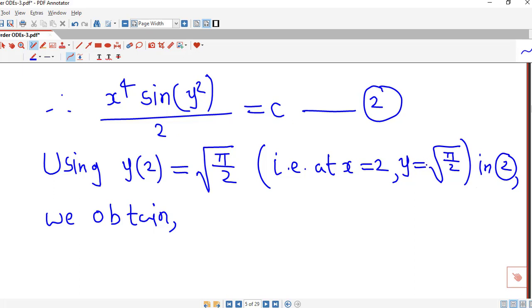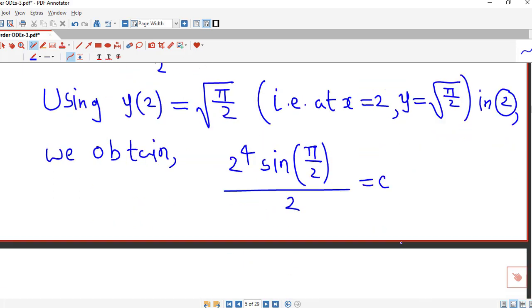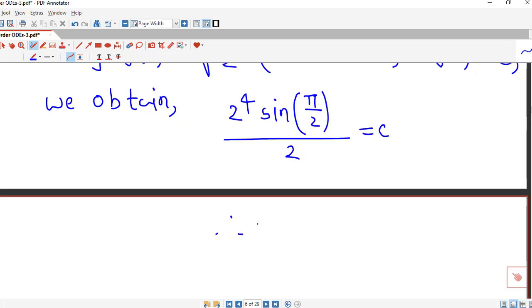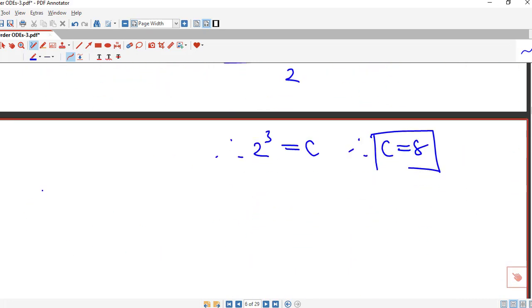Here we have y square, so y square will be pi by 2, and we put x equal to 2, so we have 2 raised to 4 sin of pi by 2 divided by 2 equal to c. Sin pi by 2 is 1, and here the 2s will cancel out, so we have 2 raised to 3 equal to c, that is c equal to 8. So we substitute the value of c in equation 2, and we will obtain the solution of the given initial value problem.